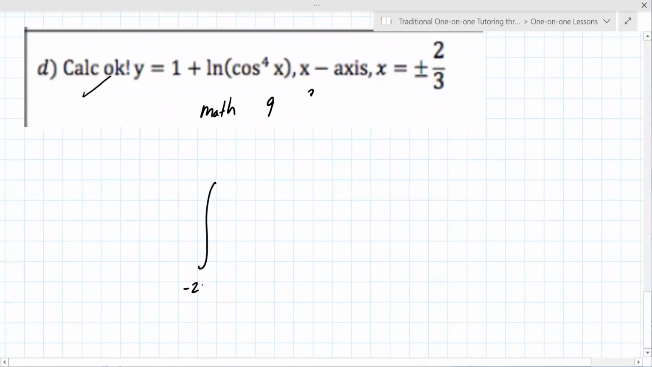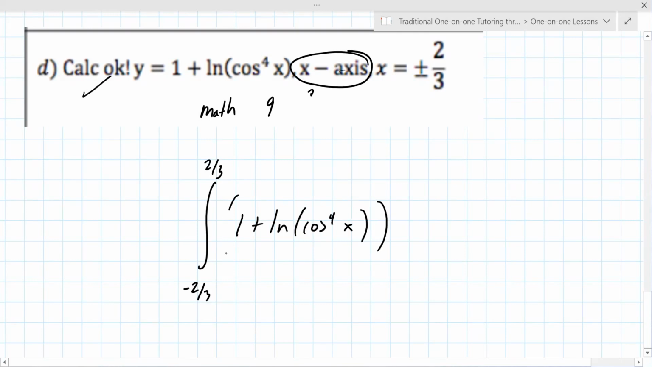Minus 2/3 to 2/3. The x-axis really isn't important. That's what it normally is. The integrand is 1 plus natural log of cosine to the 4th of x, dx. You set it up on the calculator, boom. Perfect.